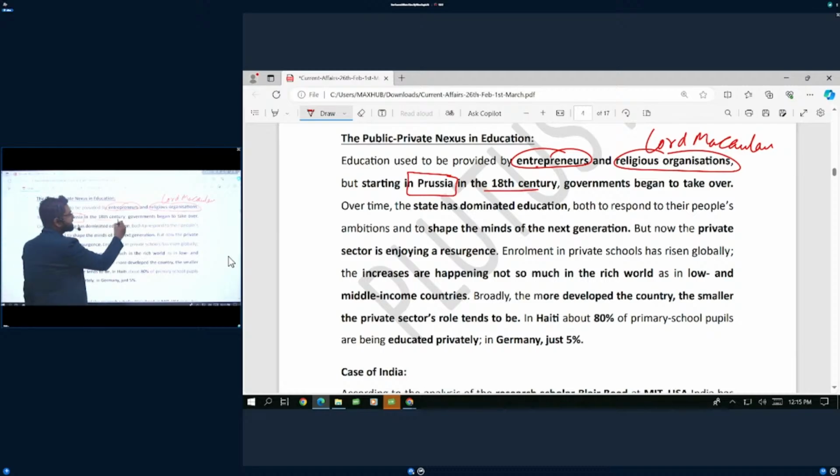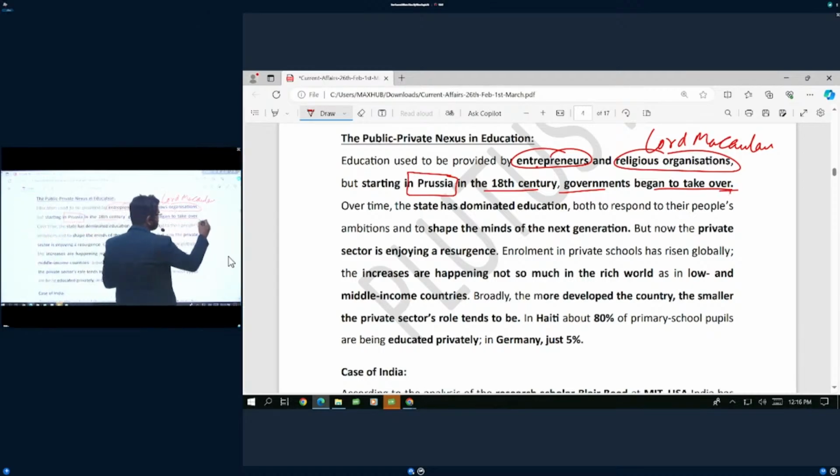Prussia in the 18th century, government began to take over. Initially, education in the world was controlled by religious organizations. Then state came in. State took away the control from the religion. And why did this happen? आप when you will study polity, IR वगैरह पढ़ेंगे, तो you will study about a treaty. एक treaty है जिसका नाम है Treaty of Westphalia.